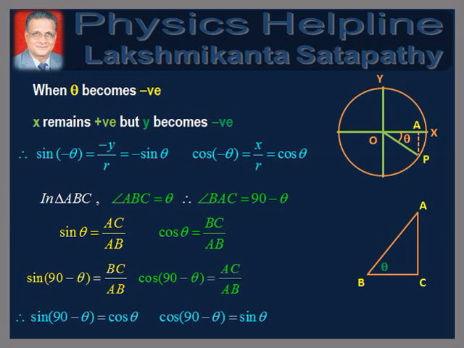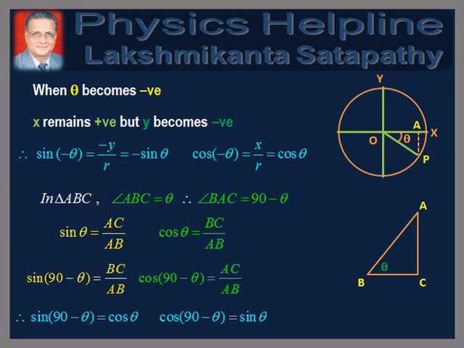When theta becomes negative as shown, we observe that x is equal to OA, which remains positive, but y is equal to AP becomes negative. Therefore, sin minus theta is equal to minus y by r, which is equal to minus sin theta, and cos minus theta is equal to x by r, which is equal to cos theta.